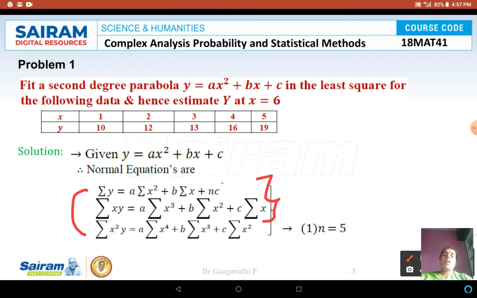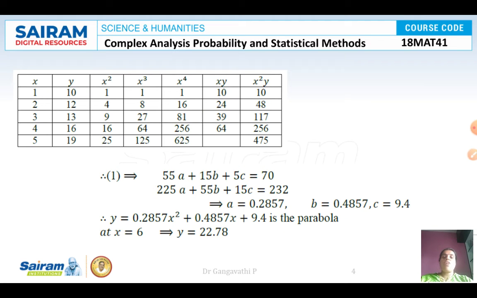Here in your scientific calculator, you can solve all the 3 equations together and get the values. When you solve all the 3 equations simultaneously with the help of a scientific calculator, you get the value of A as 0.2857, B as 0.4857 and C as 9.4. Substitute these values in the second degree equation, the parabola, where y is 0.2857x square plus 0.4857x plus 9.4. It is a parabolic equation.